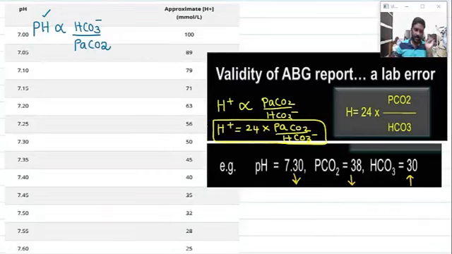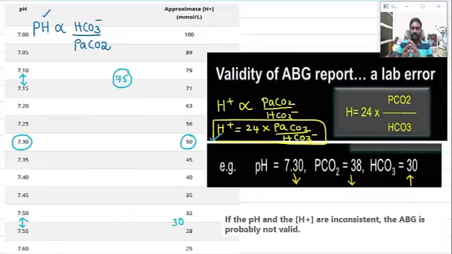For example, I have calculated H plus by the given equation. Suppose the patient's H plus is 50. Then pH should be somewhere near 7.30. Suppose his H plus was 75. Then his pH should be somewhere between 7.10 to 7.15. Suppose his H plus was about 30. Then his pH should be somewhere between 7.50 to 7.55. So this is how I should use this table.